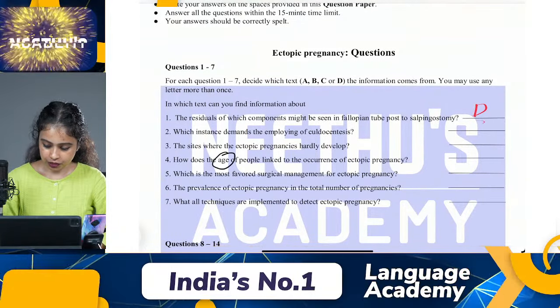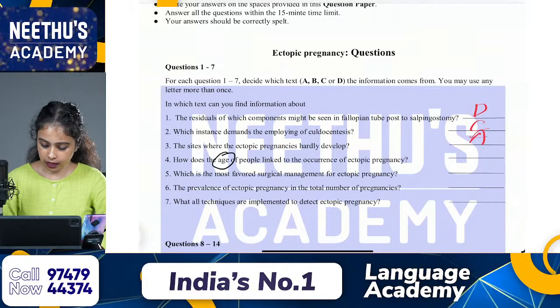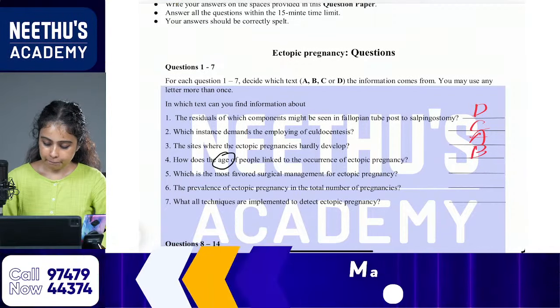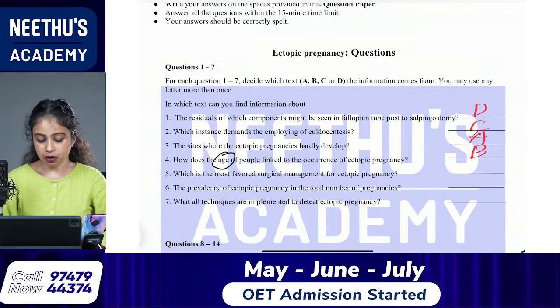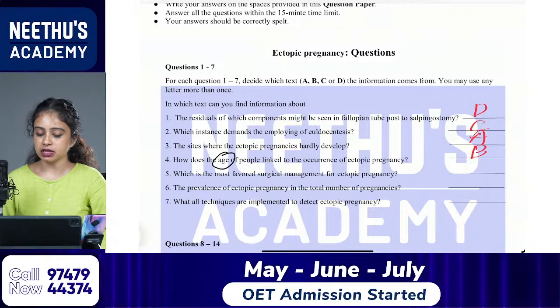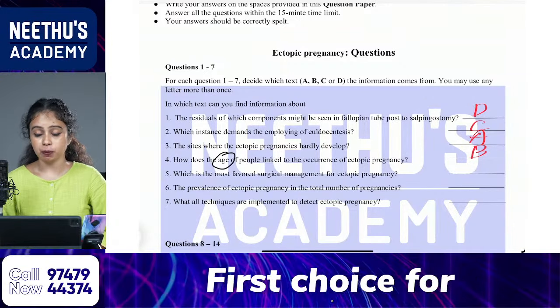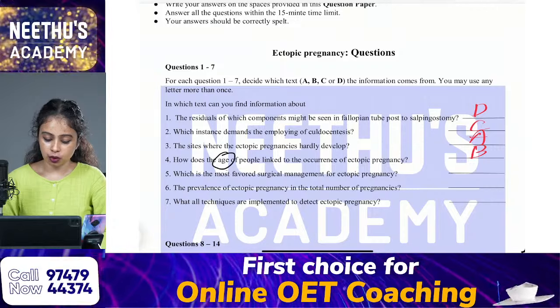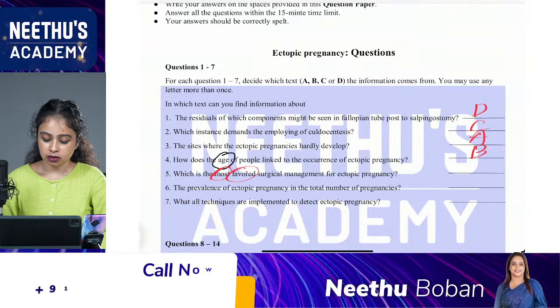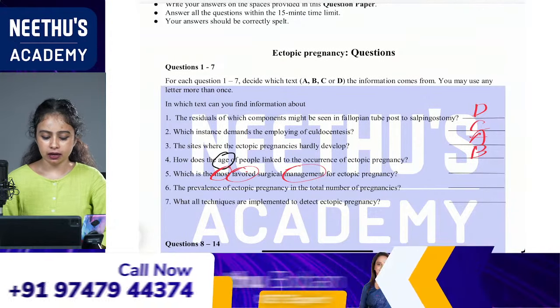Okay, so first one D, second one C, third one A, fourth one B. Then what about the fifth one? Which is the most favored surgical management for ectopic pregnancy? Okay, so most favored, then management. Any idea? Fifth one?